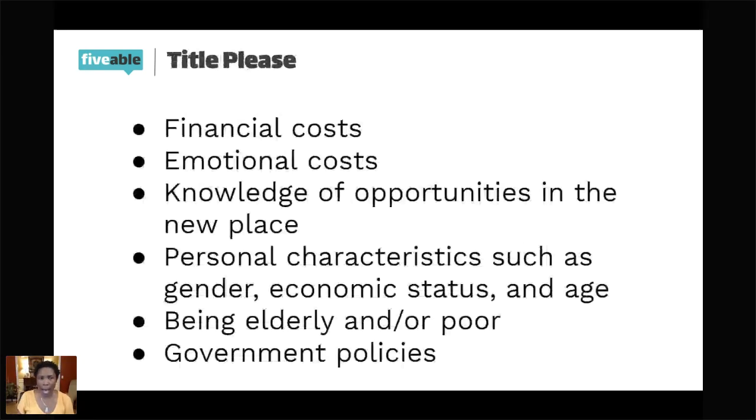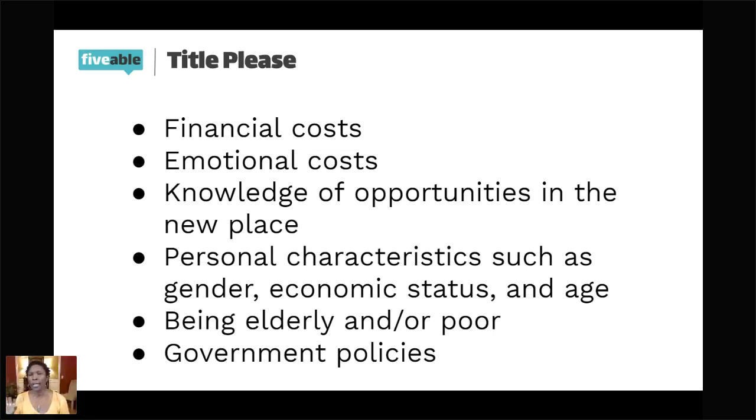All right, so I want to know a title for this. When we talk about migration, these fall under a certain category. So financial costs, do I have the money to leave? Emotional costs, Megan, do I want to leave my family behind? Knowledge of opportunities in that new place. Personal characteristics such as gender, economic status, and age, being elderly and or poor, and government factors. Does anybody remember from what their teacher taught them what the category for this would be? Let me see.